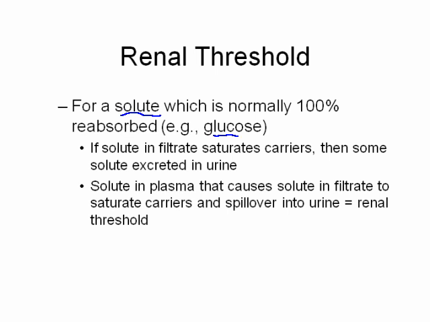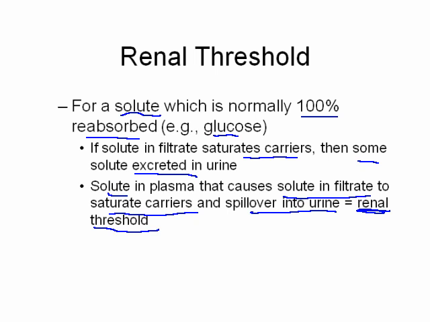If you have a solute such as glucose, that's normally 100% reabsorbed. And of course, glucose is definitely, again, unless there's a disease, 100% reabsorbed. If you saturate the carriers, then some of that solute is going to get excreted in the urine. And that's what happens in diabetes: because the blood sugar is so high in diabetics, the glucose transporter that reabsorbs the glucose back into the blood gets saturated. So some of those glucose molecules can't bind to binding sites on the glucose pump, and therefore the glucose stays in the urine. So the solute in the plasma causes the solute in the filtrate to saturate the carriers and spill over into the urine.